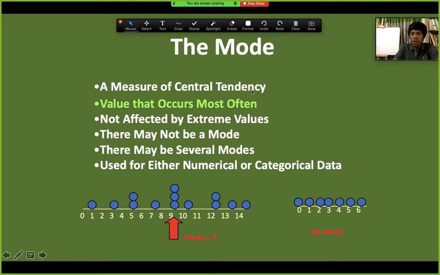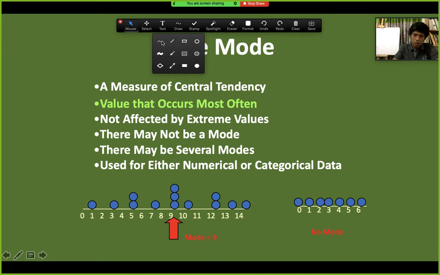Mode is the most occurring data in a data set. So, the maximum occurring data in a data set. In this example, 9 comes 3 times, which means 9 is the mode. The value which occurs the most is called the mode, and this is not affected by the extreme value. There may not be any mode, or there may be several modes. It can be used for either numerical or categorical data. In both cases we can use this.